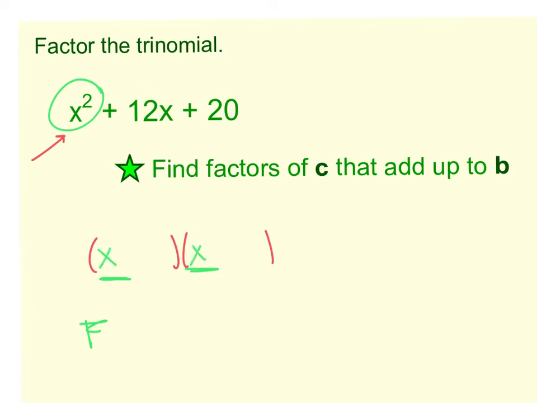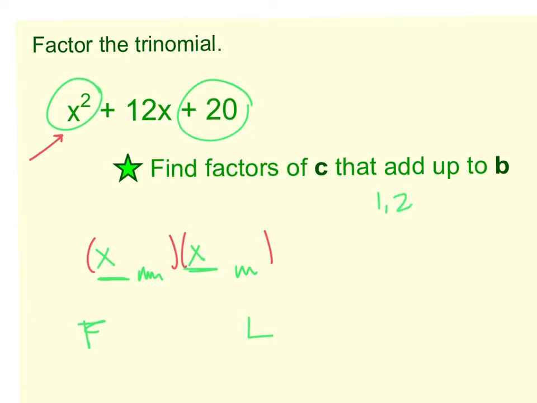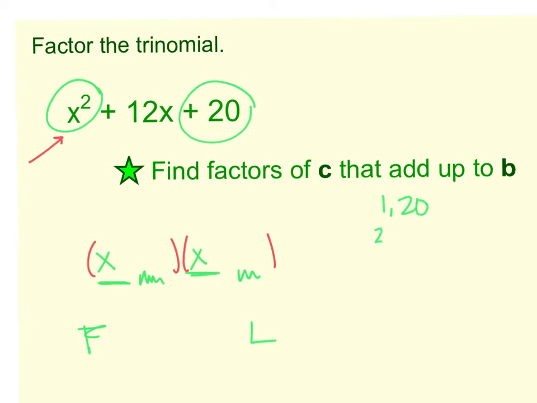So what multiplies to x squared? X times x. And we know that what goes in our last spot right here, the L of FOIL, has to multiply to a positive 20. So you have options. What multiplies to positive 20? Think about your factor pairs: 1 and 20, 2 and 10, 4 and 5.